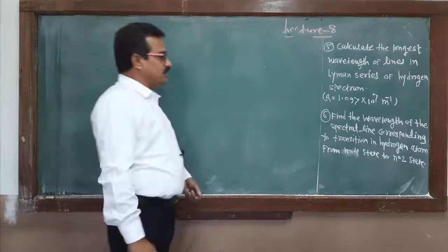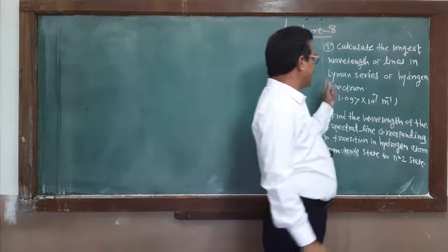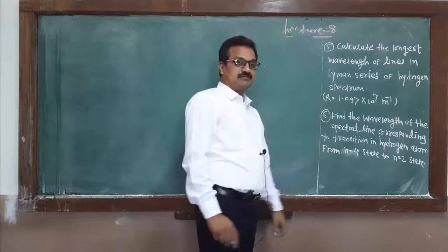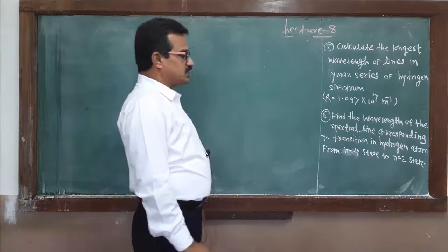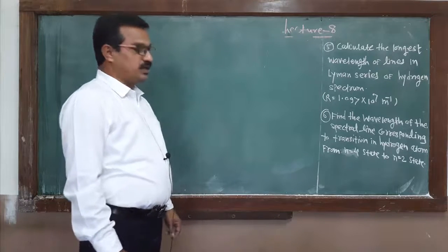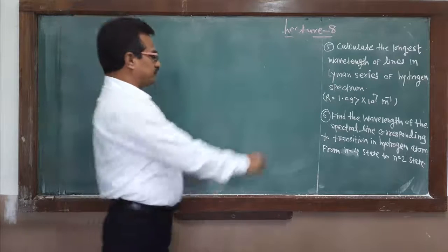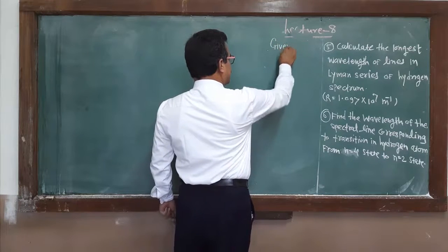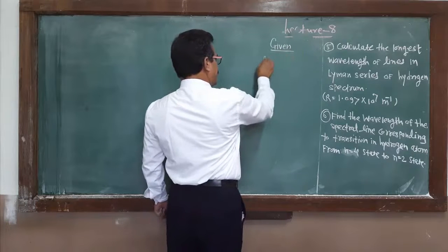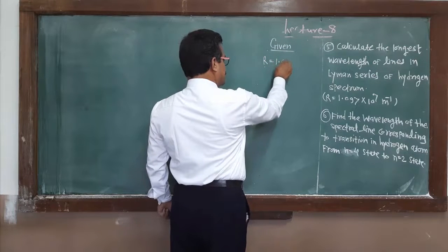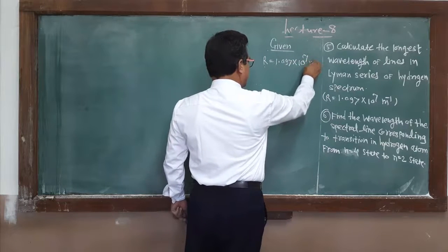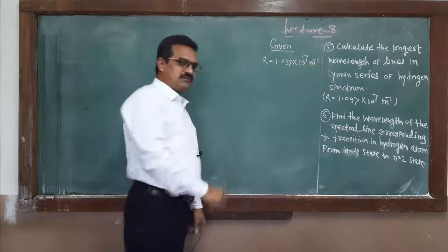Calculate the longest wavelength of lines in the Lyman series of the hydrogen spectrum. Given R is equal to 1.097 into 10 raised to 7 per meter. First thing, what is given? The value of R is given, 1.097 into 10 raised to 7 per meter.